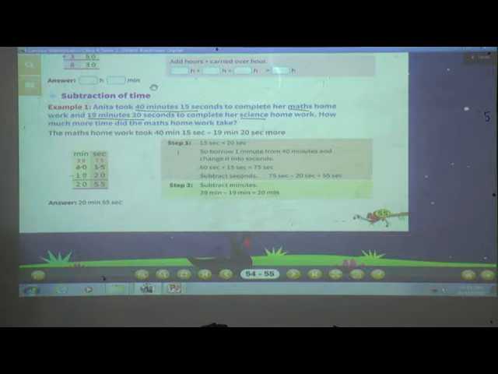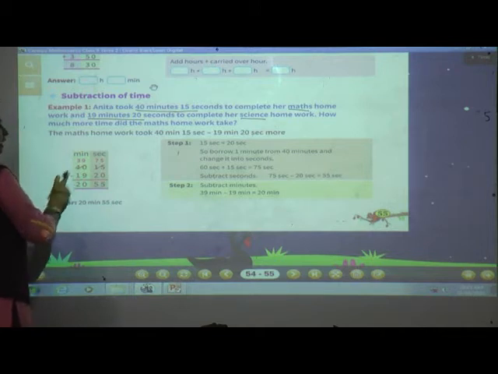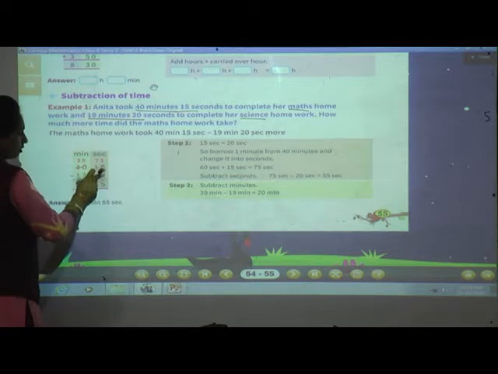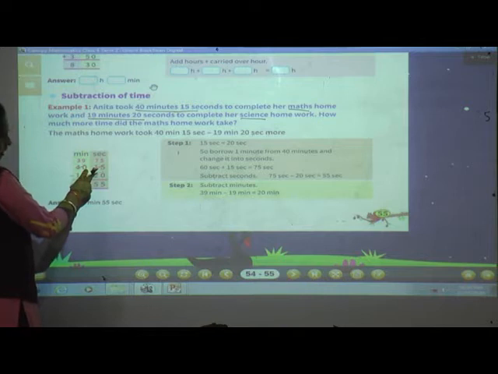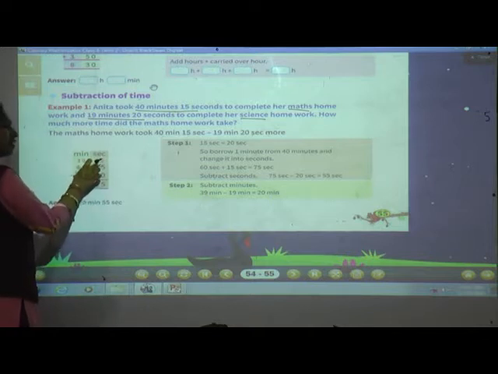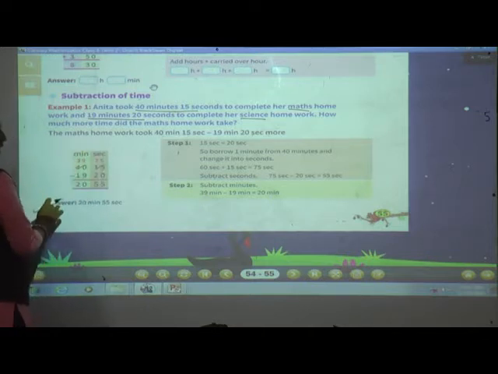So what we have to do? We have to borrow 1 minute from the 40 minutes and change it into seconds. How can we change it? See, these are the minutes from 40. If we take 1 minute from here, we get 3 here. Now if we take 60 seconds, 15 and 60, the total is 75, isn't it?